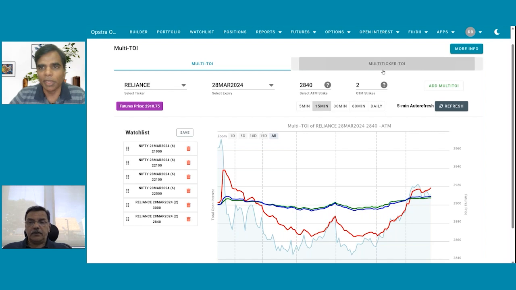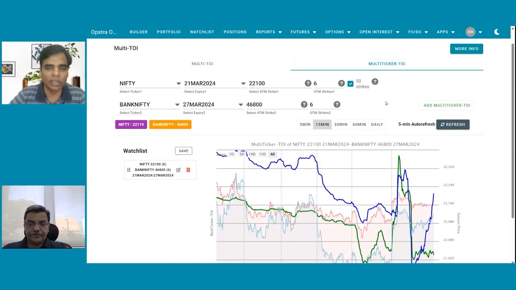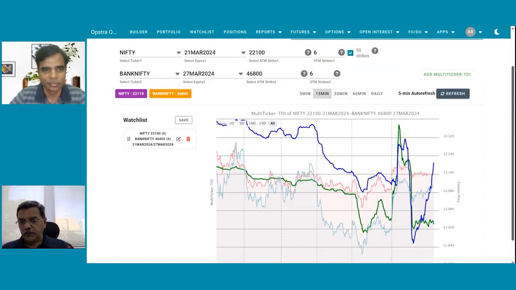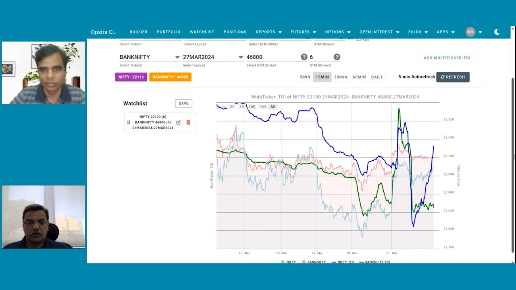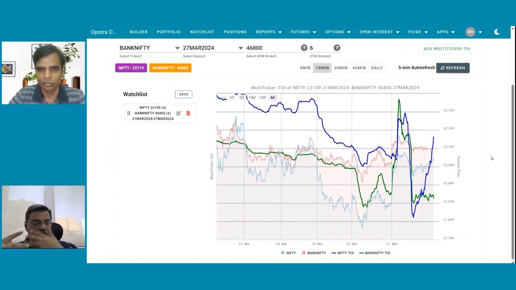So now coming to the second feature. Yes, please go ahead. What was your thinking behind plotting this multi-ticker TOI, and what did you want to infer from this chart? Yeah, this is another observation which I had over the years. In multi-TOI, I had observed that when you have three TOIs, the band together gives an idea of the trend or the strength of the trend, whether it is sideways or trending. That was one part.